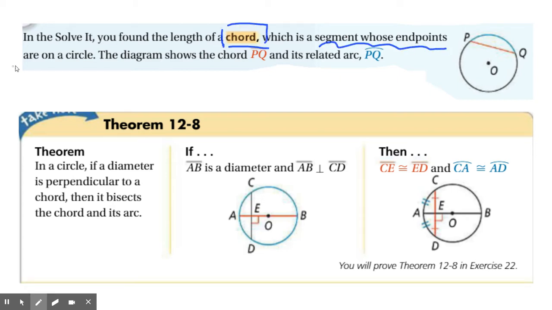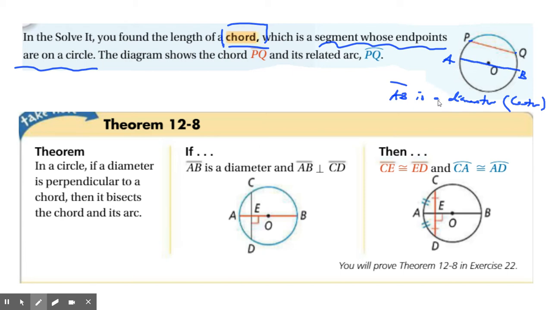Segment whose endpoints are on the circle. So notice here, P and Q are both on circle O. Now, just to give you a point of reference, the most special chord is called a diameter. So segment AB is called a diameter, and a diameter is just a special chord, but it does go through the center of the circle. So be aware of that.